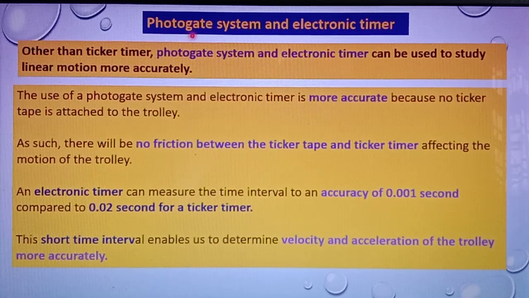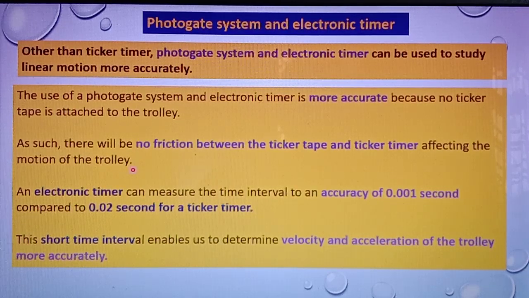Okay, next, the second device used to analyze motion, we call it Photogate. So the Photogate system is used together with an electronic timer. So other than the ticker timer, the Photogate system and electronic timer can be used to study linear motion more accurately. So Photogate actually is more accurate. Why? The use of the Photogate system and electronic timer is more accurate because no ticker tape is attached to the trolley. As such, there will be no friction between ticker tape and ticker timer that will affect motion of the trolley. Okay, so this one will cause a trolley to slow down.